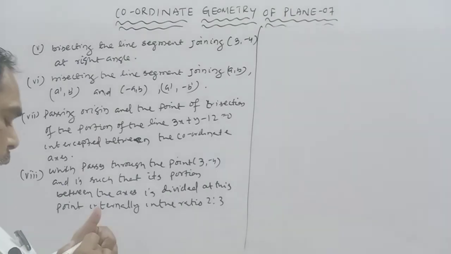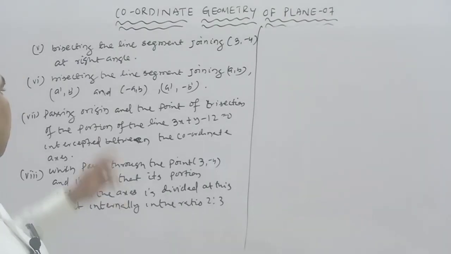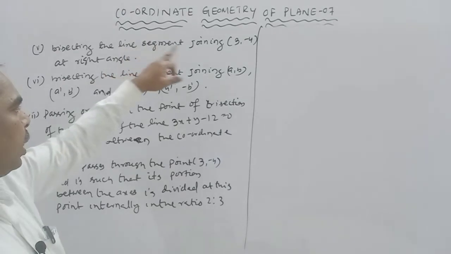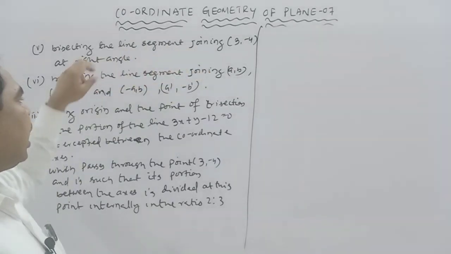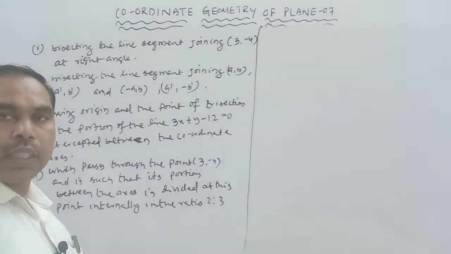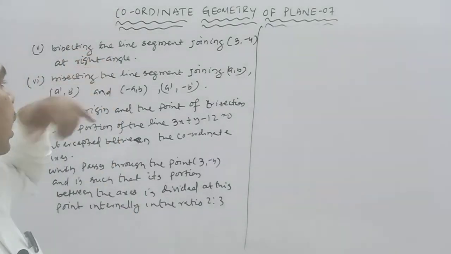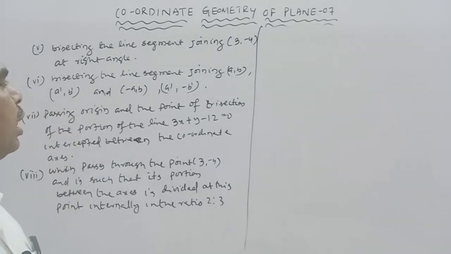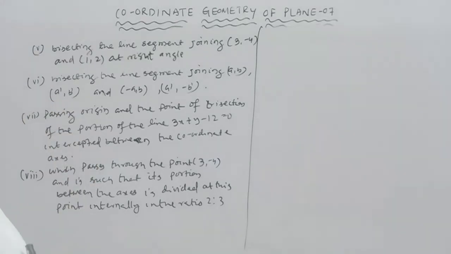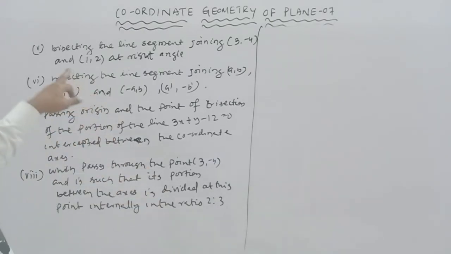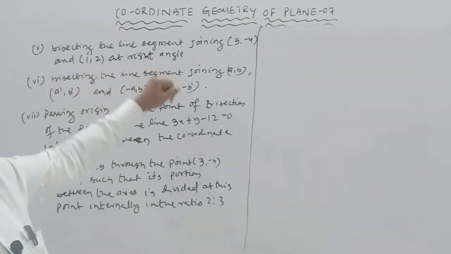Next question: find the equation of the straight line bisecting the line segment joining 3, -4 and 1, 2 at right angle. Okay.